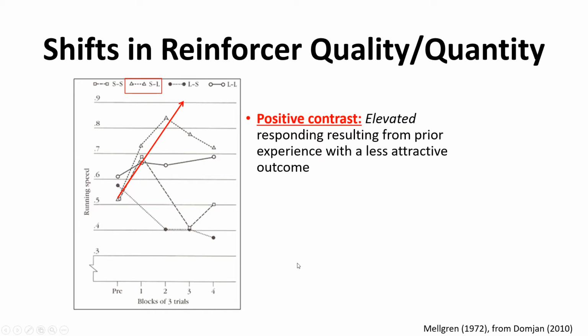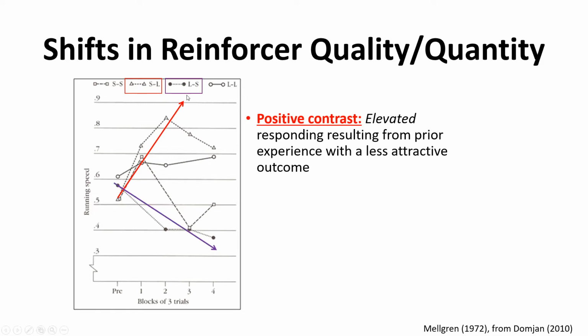And so we can call this a positive contrast, where we now have elevated responding because their prior experience with a less attractive outcome makes this current, more attractive outcome that much better. So 10 pieces of cheese looks really, really good when you're used to only getting 1.